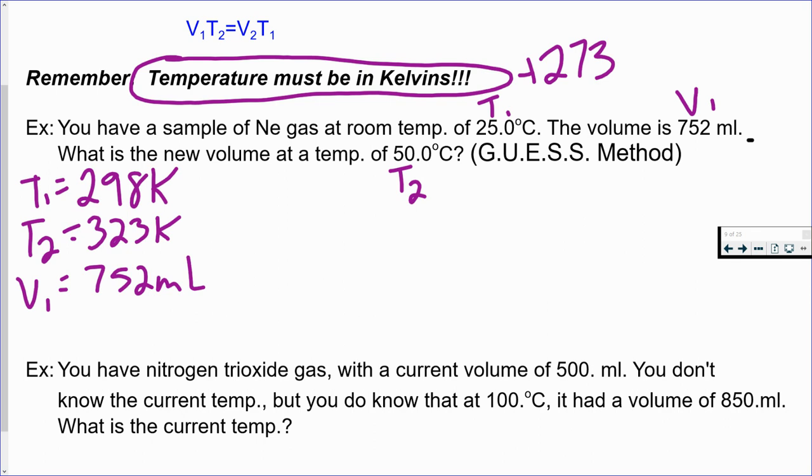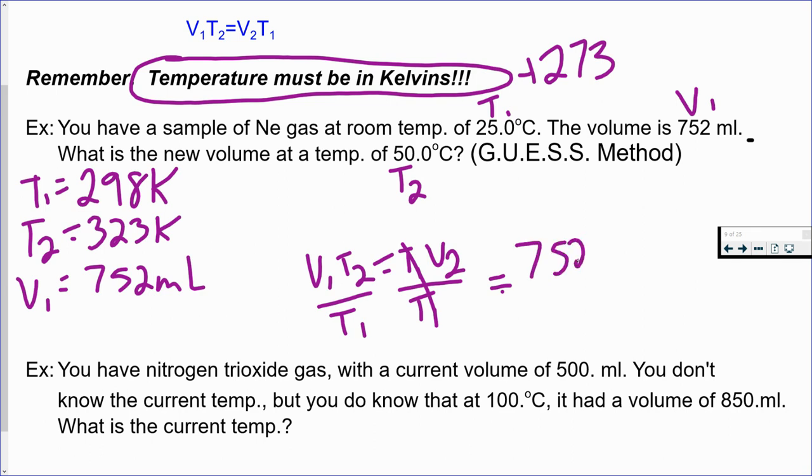Since we're solving for V2, it's going to be V1 T2 equals T1 V2. So divide each side by T1 and then plug in our values. 752 goes up top times 323 divided by 298.